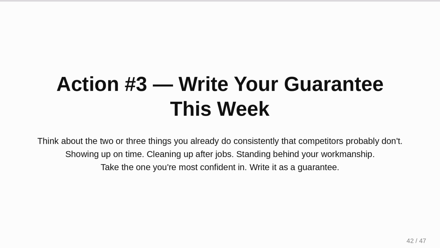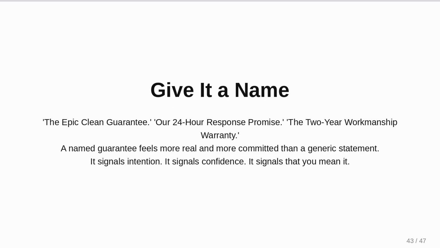Think about the 2 or 3 things you already do consistently that your competitors probably don't. Showing up on time, cleaning up after jobs, standing behind your workmanship, responding within a specific time frame. Take the one you're most confident in and write it as a guarantee. Give it a name if you can: the Epic Clean Guarantee, our 24-hour response promise, the 2-year workmanship warranty. A named guarantee feels more real and more committed than a generic statement.